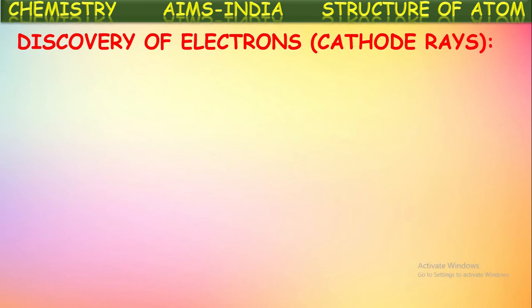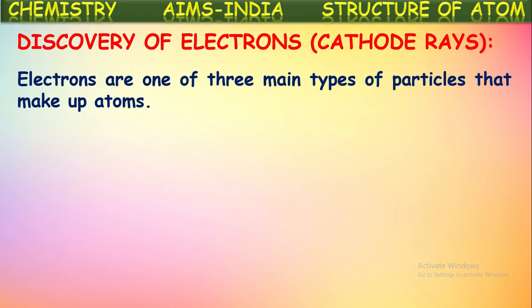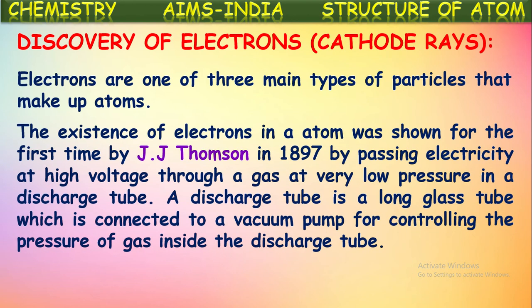First, let us talk about the discovery of electrons, which were earlier called cathode rays. Electrons are one of the three main types of particles that make up atoms. The existence of electrons in an atom was shown for the first time by J.J. Thomson in 1897 by passing electricity at a high voltage through a gas at very low pressure in a discharge tube. Here, a discharge tube is a long glass tube which is connected to a vacuum pump for controlling the pressure of the gas inside the discharge tube.